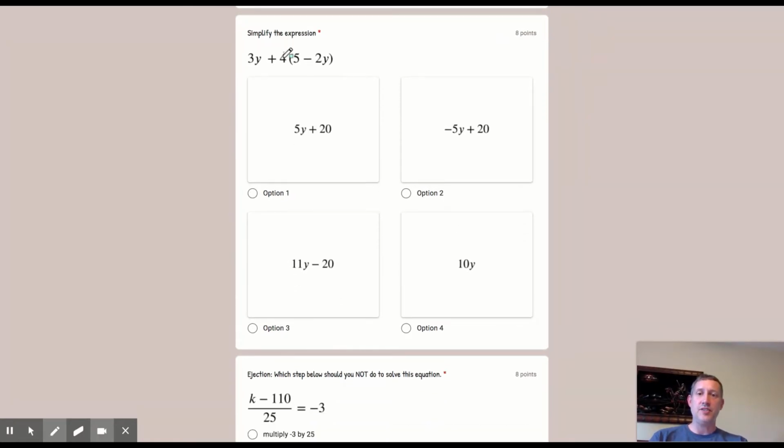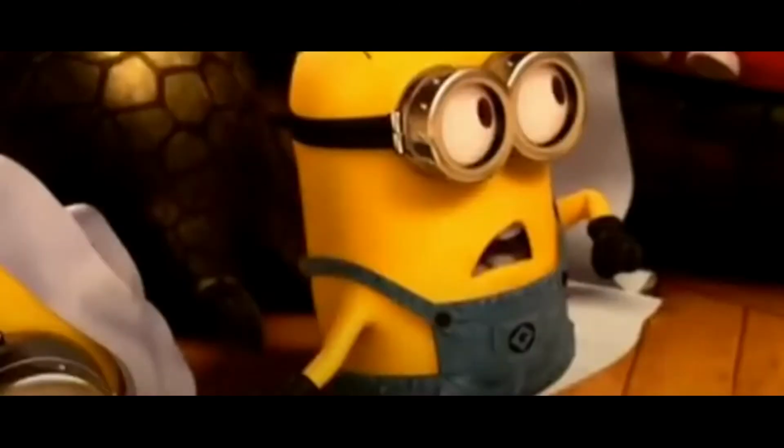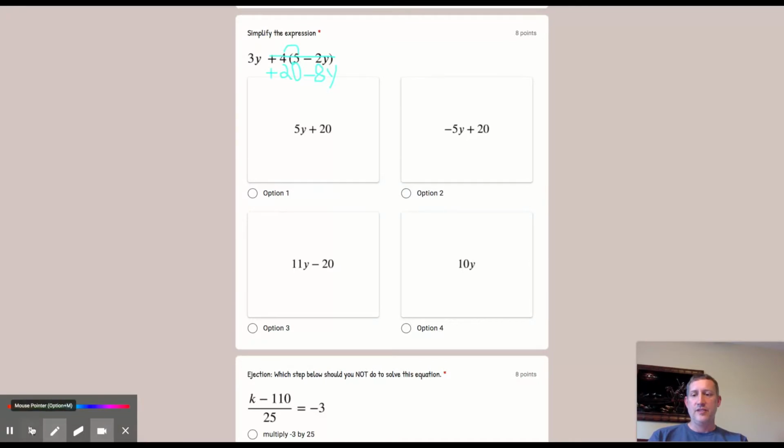Okay, first thing is we got to distribute. 4 times 5 gives us 20. And then 4 times 2y gives us 8y. We're going to move that minus sign down. Okay, so now I simplified that multiplication, the parentheses, and turned it into two new terms. So 3y combines with the 8y. So 3 minus 8 is negative 5. So the only one that has negative 5 here is this one. So we know that it has to be option 2, negative 5.